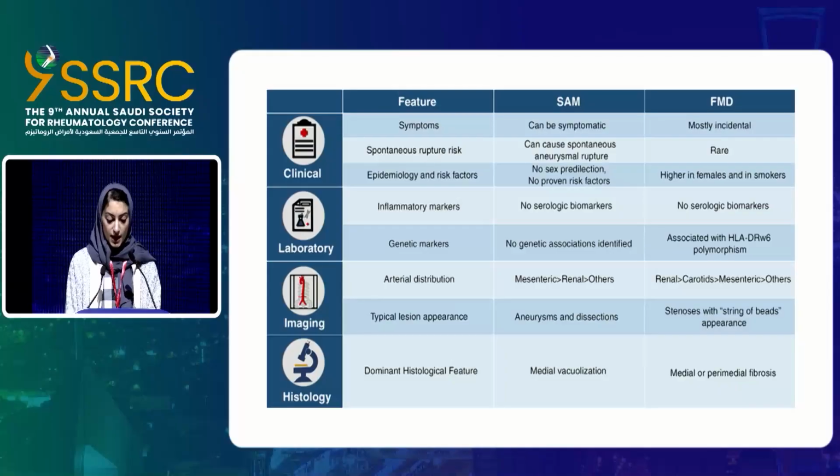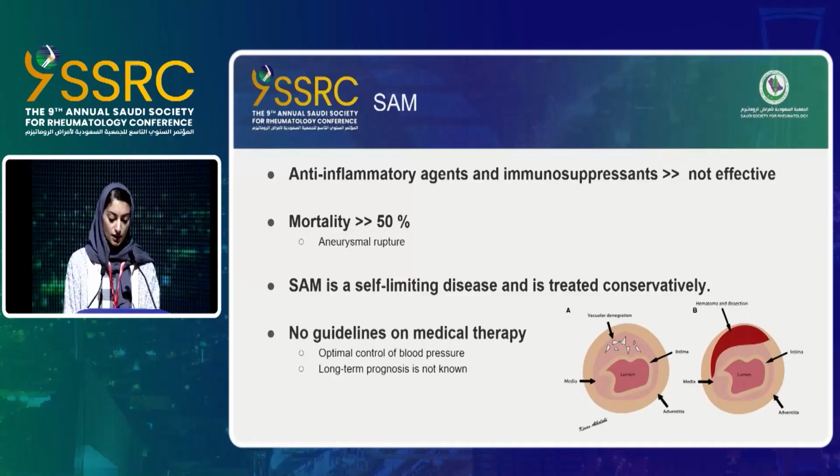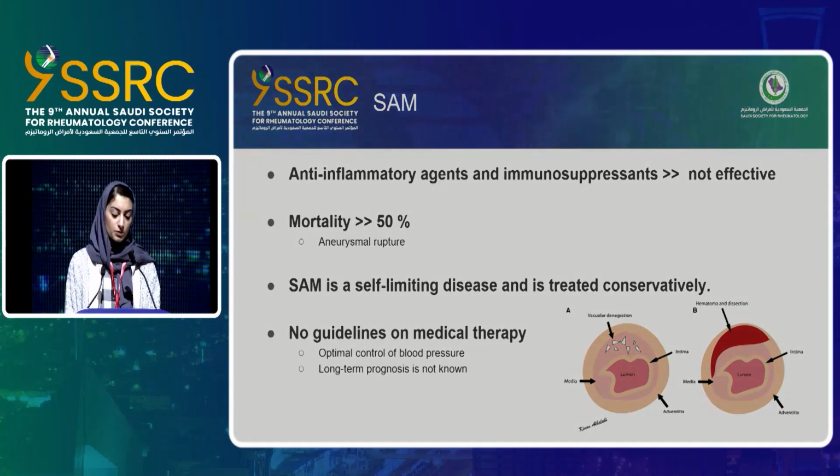Another entity which could confuse us with primary vasculitis and fibromuscular dysplasia is segmental arterial mediolysis, which can be more symptomatic with spontaneous aneurysm rupture. In this condition, there will be normal inflammatory markers and no genetic association. It mainly affects the mesenteric artery, unlike FMD, which mainly affects the renal and carotid arteries. The typical lesion is usually aneurysm and dissection, and the dominant histological feature is usually medial vacuolization. There is no effective treatment for this condition, and the optimal treatment is control of blood pressure.